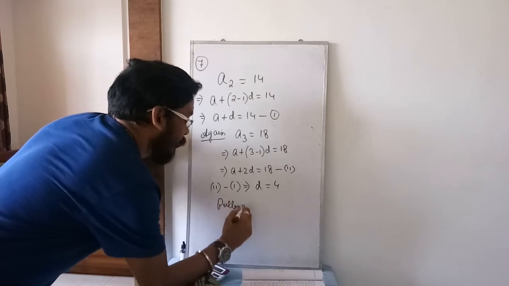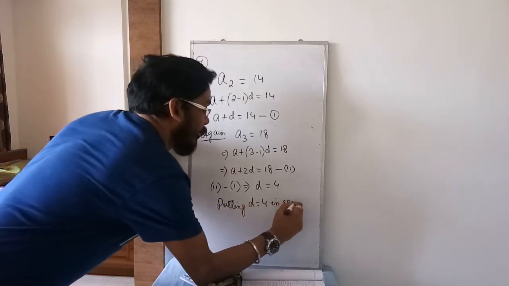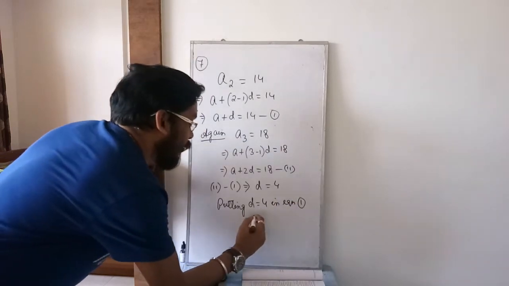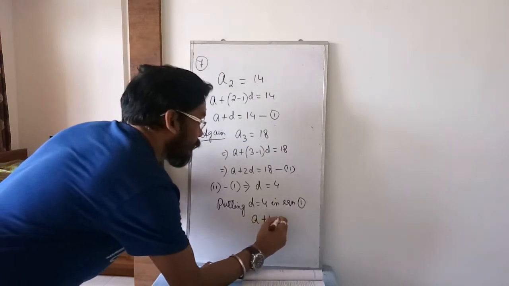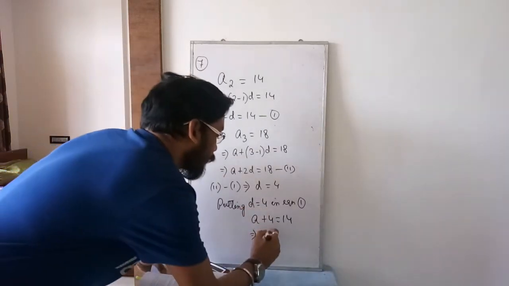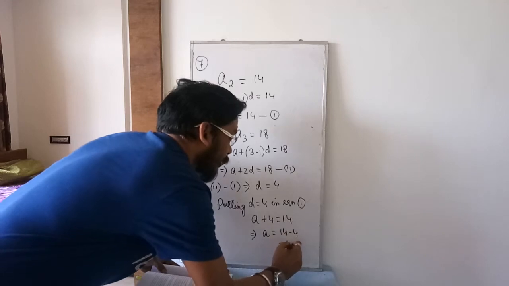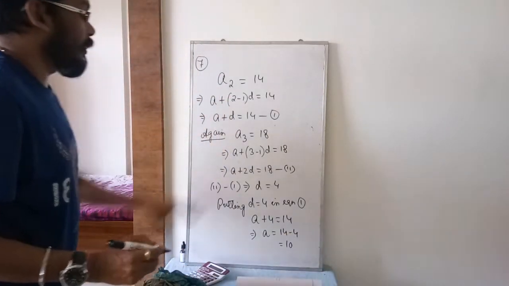So putting d equal to 4 in equation 1, your equation 1 is a plus 4 equal to 14. So a equals 14 minus 4, that is 10. So take the screenshot.